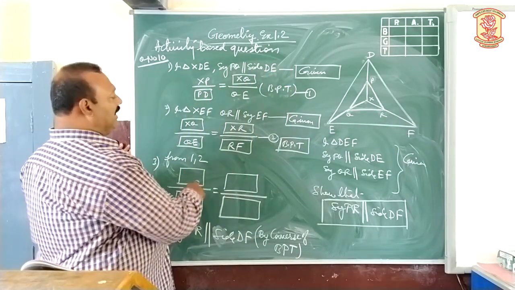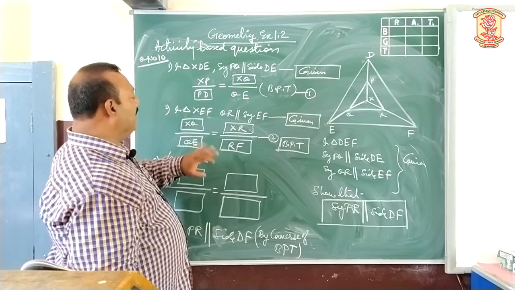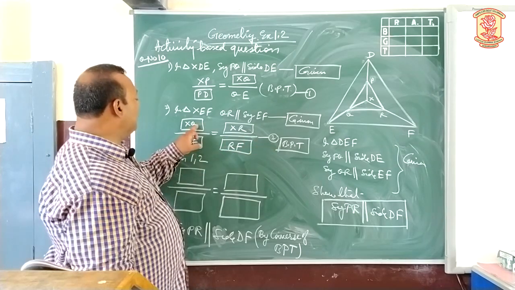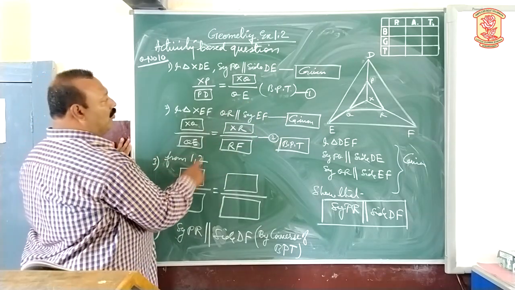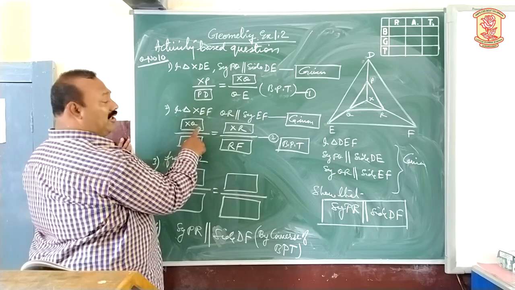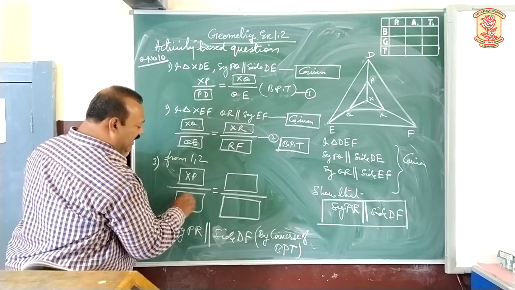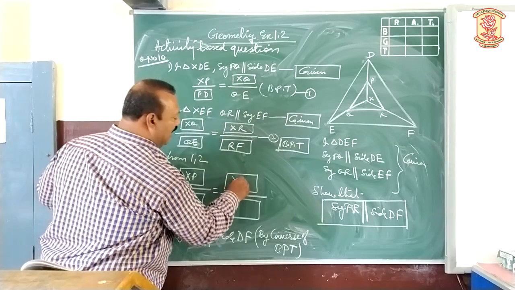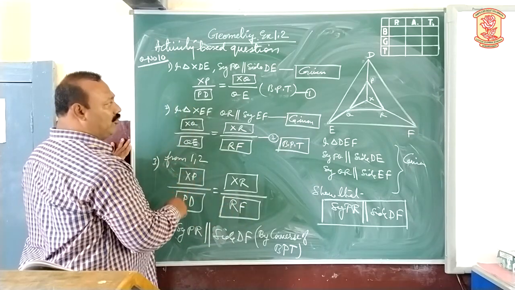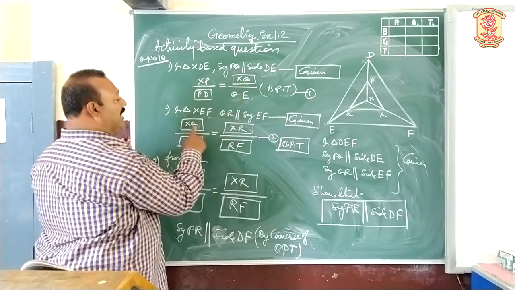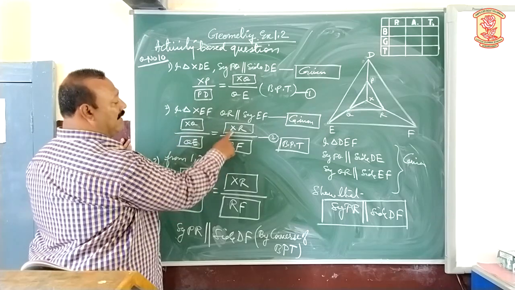From 1 and 2, what result do you get when we compare XP upon PD, XQ upon QE. In the second, by making the use of BPT, XQ upon QE. This ratio is common in both statement 1 and 2. XQ upon QE, here also you are getting XQ upon QE. Therefore, you can write XP upon PD also equals XR upon RF. This result will come when you refer statement 1 and 2. Why? Because the ratio XQ upon QE is coming common in both. Therefore, we can write XP upon PD also equals to XR upon RF.